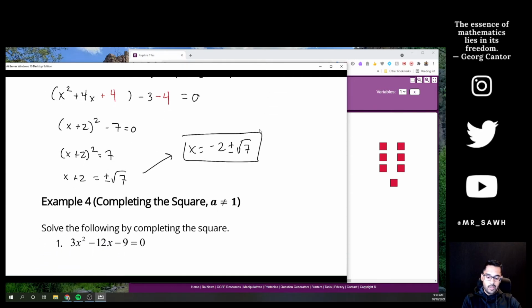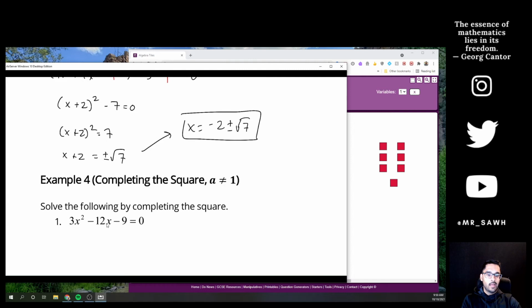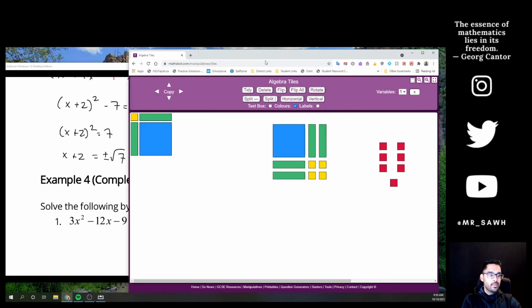But then I've got to think about what happens when I've got 3x squared minus 12x minus 9. Really, there's a coefficient here, a greatest common factor, in each of these numbers. Now, if I think back to this in terms of the pictures here, so let's get all these out of here. Well, now I have 3x squareds.